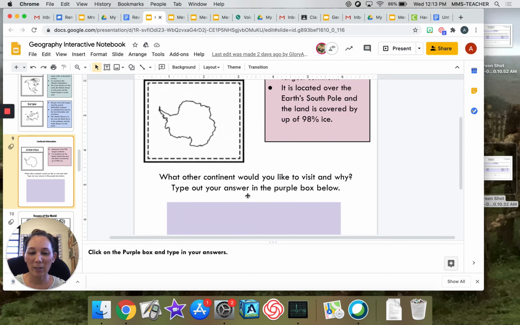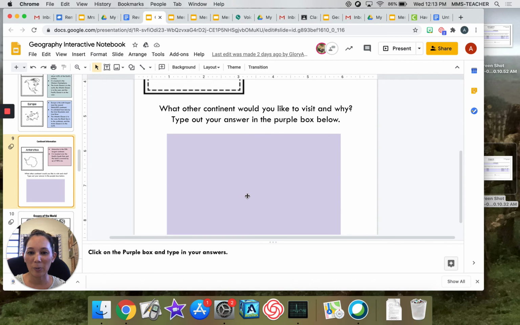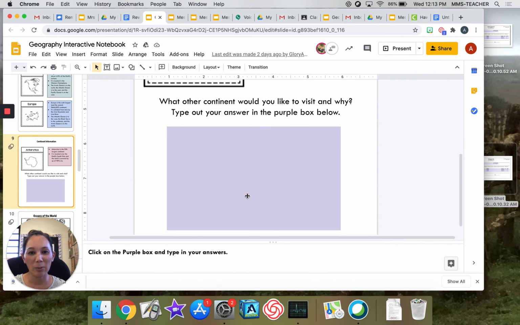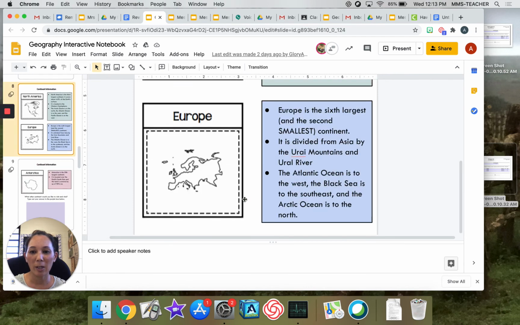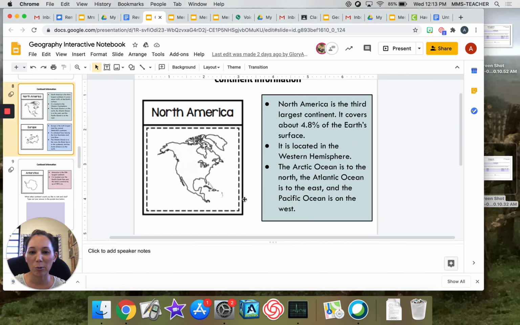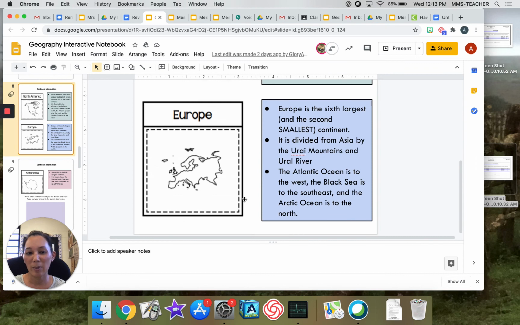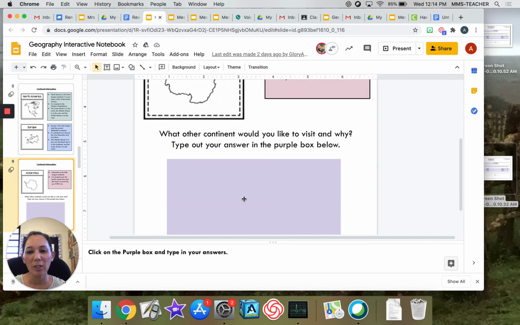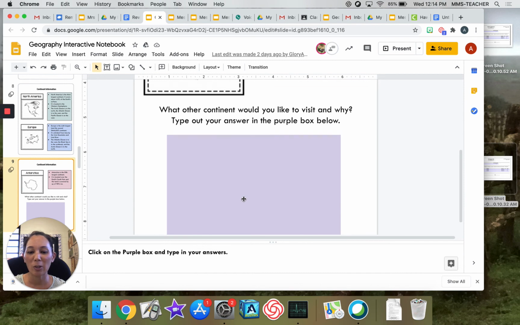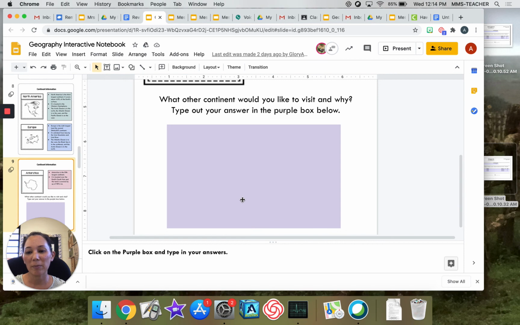And here's a bonus question for you. What continent would you like to visit, and why? Type out your answer in the purple box below. I think a lot of us may have already traveled to North America, but think about what other continent you would like to travel to. And you can type it in the purple box, and this is in your Geography Interactive Notebook resource.